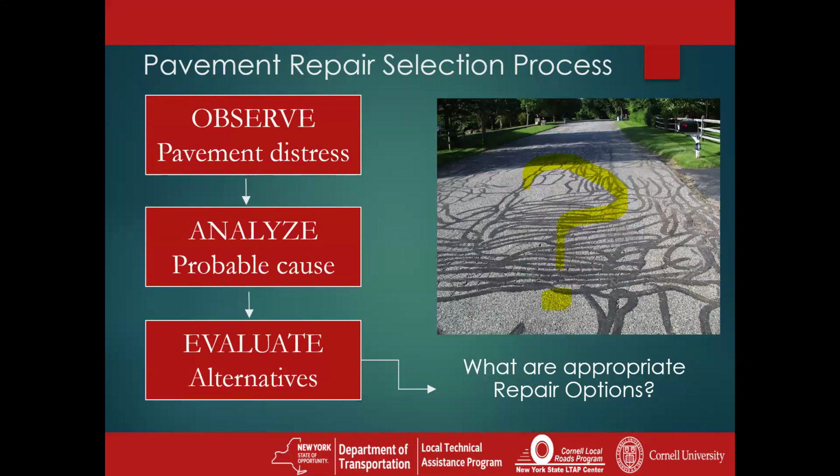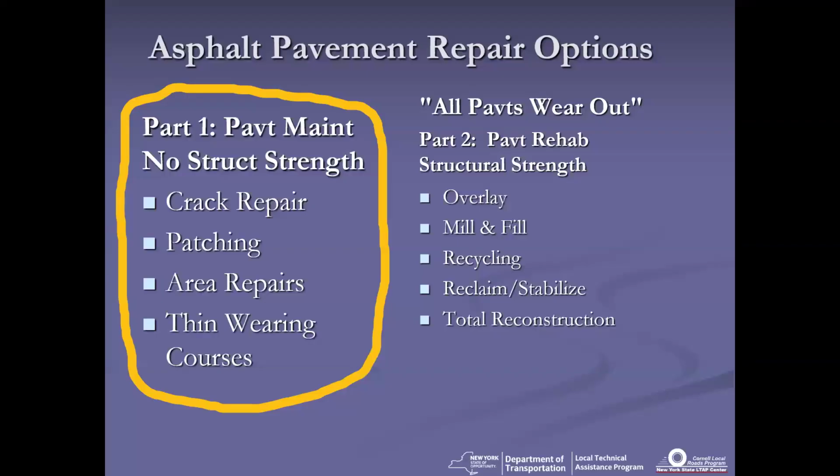So we got a pretty standard process we use when picking our repairs that are appropriate to the condition of the road. We look at the distresses, we're analyzing the probable causes, we're evaluating our alternatives, and then we decide on what the appropriate treatment repair options are. And when you take a look at that image, you got to ask yourself, not quite sure what they were thinking when they decided to crack seal in that pattern.